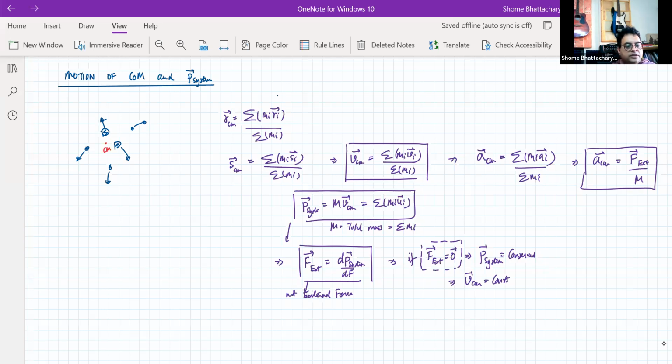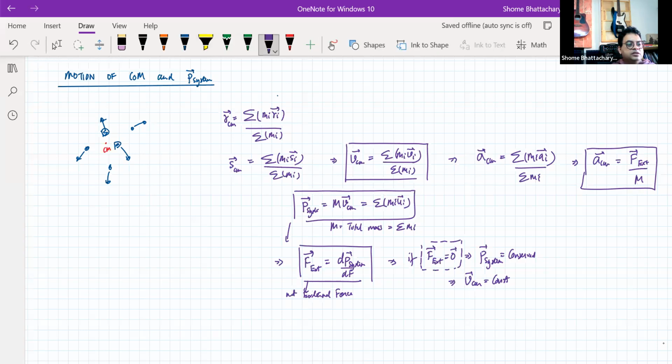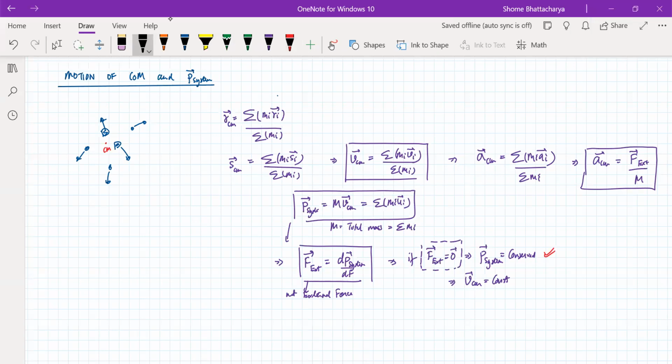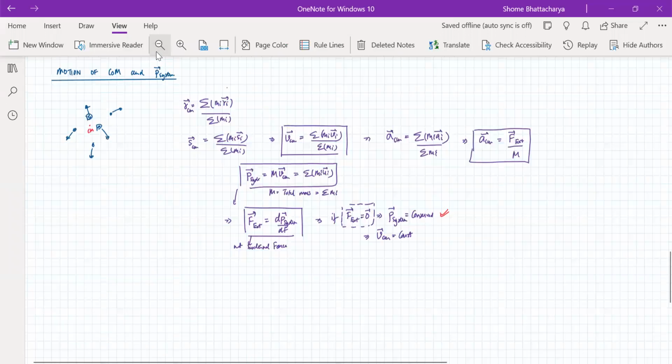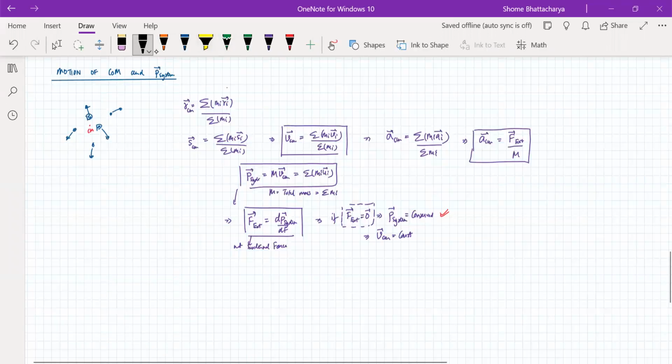So now we will look at this type of situations, applications in more detail. Linear momentum conservation, this one. So the condition for linear momentum to be conserved is that the net external force is zero. So let's look at some examples of this. So let's try out this question.